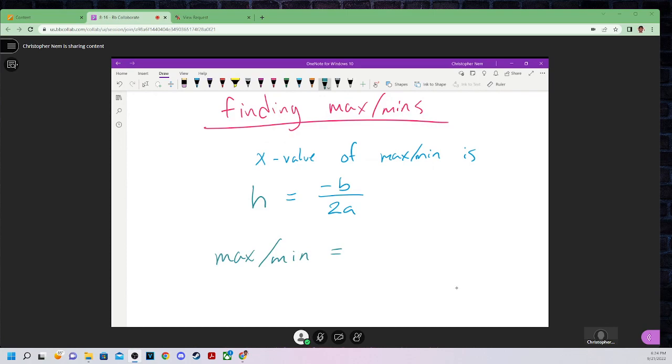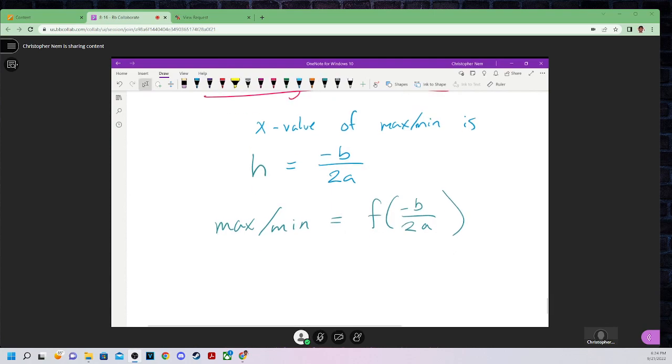So that means the max or min is going to be equal to your function evaluated at your x value. If I throw my input into my function, I should get the y value, or the output, which is my maximum or minimum. Boom.